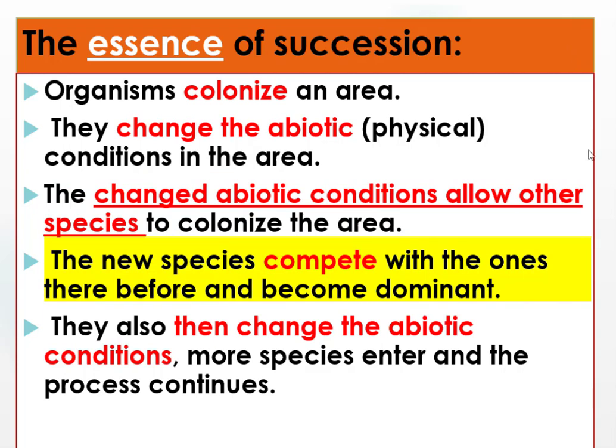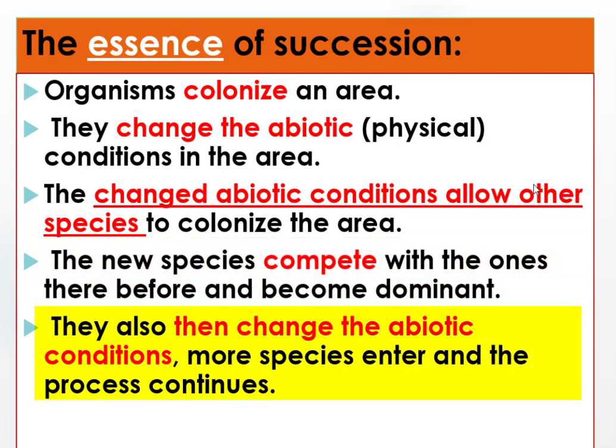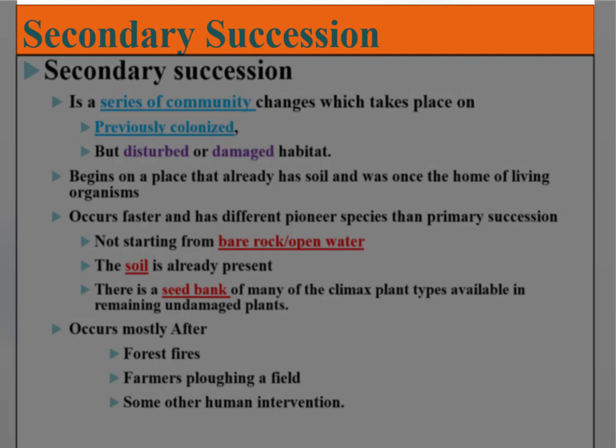Then the new species outcompete the ones that were there before and become dominant in this habitat. These new groups of organisms in turn change the abiotic conditions and create more opportunities for more new species to enter, and this process continues in this way until the climax community of the environment is reached. The second type of succession, based on its starting area, is secondary succession.